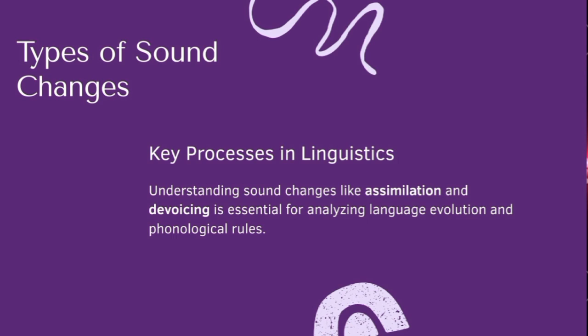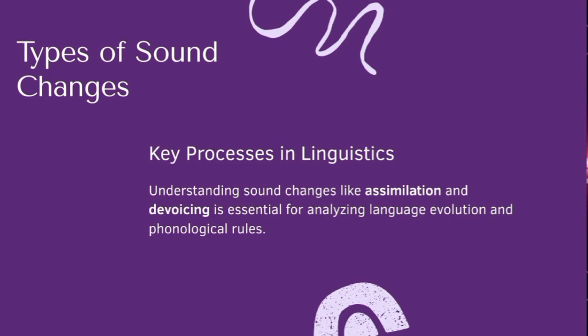Assimilation occurs when a sound becomes more similar to a neighboring sound, often to facilitate ease of articulation. For example, in some dialects, the phrase in Paris may be pronounced as im Paris, where the nasal sound adapts to the place of articulation of the following consonant.